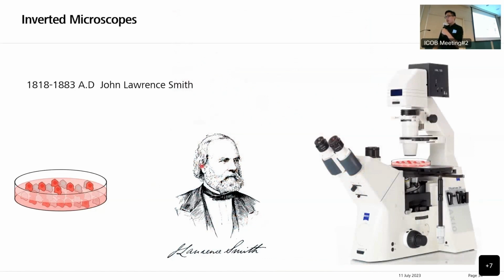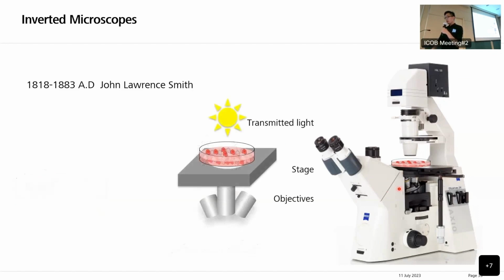So thanks to John Lawrence, who invented the inverted microscope. Here you can see the petri dish. A petri dish can be placed safely on the stage, and the objective lens is placed underneath the stage. So there are no limitations caused by the working distance of the objective lens. Here, the only thing we change is the location of the transmitted light source and the objective lens. We still put the samples on the stage.